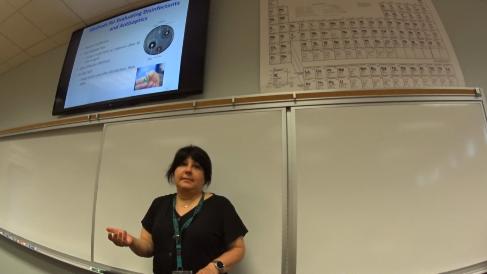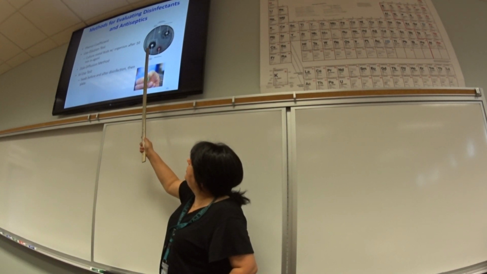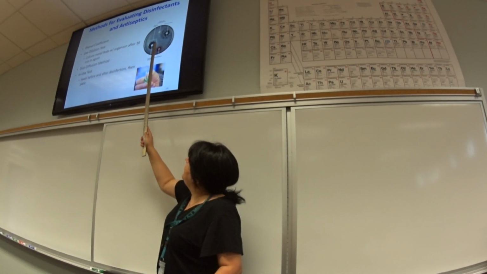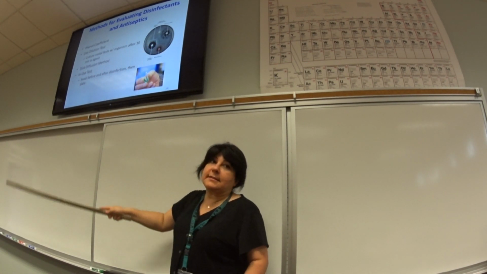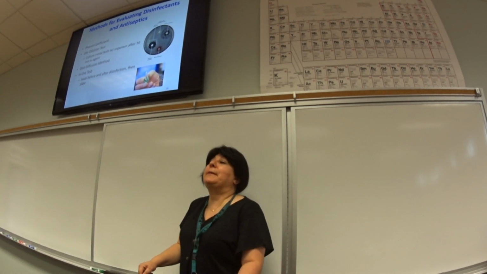They incubate. So here it shows hydrogen peroxide got diffused through the agar, and in this area actually prevented the bacteria from growing. That's called zone of inhibition, so it inhibited growth.